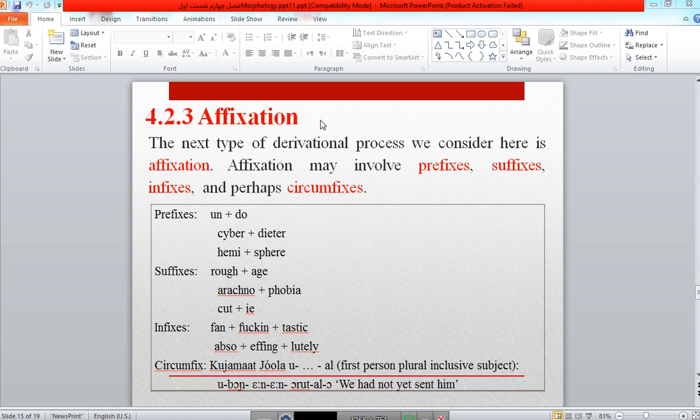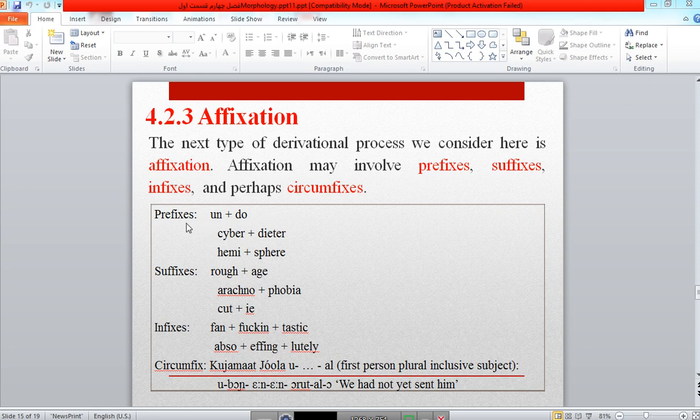Recall from section 1-2 that affixation may involve prefixes. We have three or maybe four kinds of affixes: prefixes, suffixes, infixes, and perhaps circumfixes. Since our primary focus in this section is on English, we deal only with the first two types, prefixes and suffixes. Although, as you can see in the following box, English does have a productive infixing process that incorporates swear words.